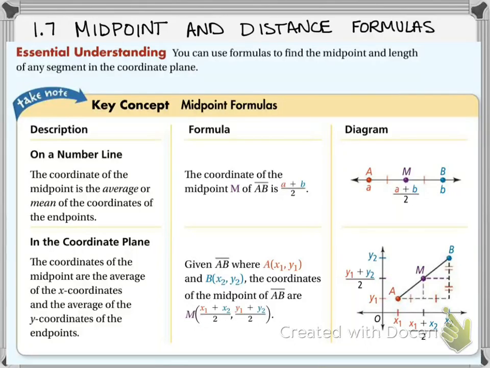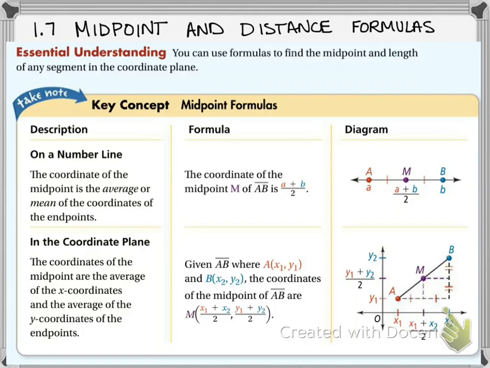Section 1.7 is on midpoint and distance formulas, and we're going to look at two different midpoint formulas. One, if you're just dealing with a number line. If you have two coordinates, you know the endpoints, to find the midpoint, add the two endpoints together and divide by 2. So basically find the average.